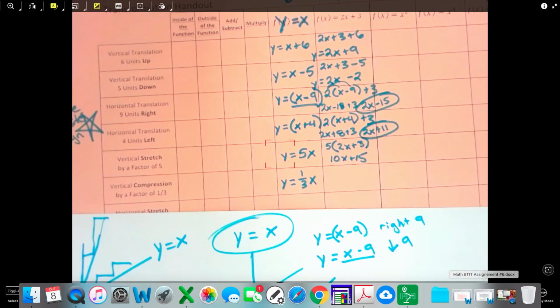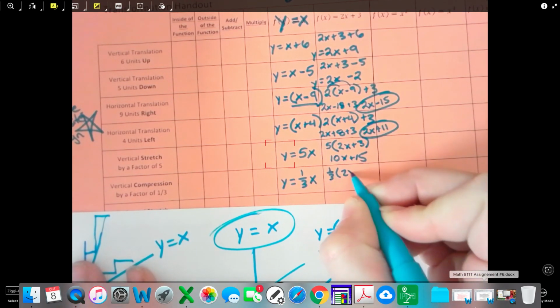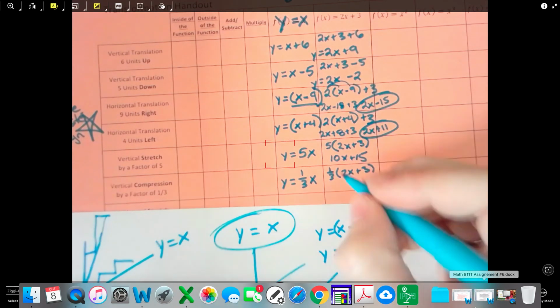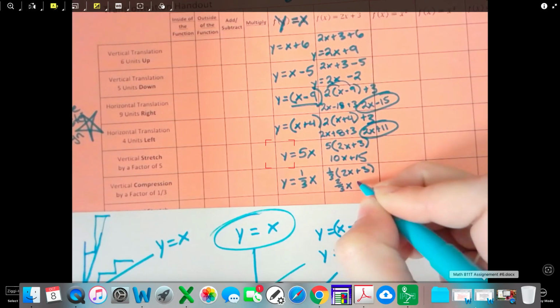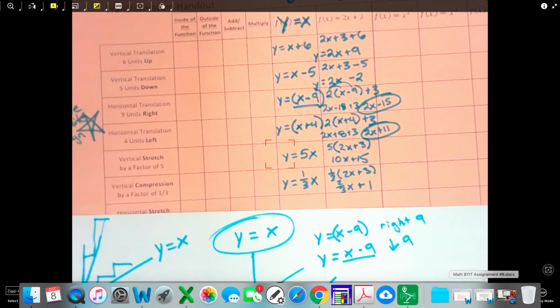Okay, that's my equation. All right, the 1/3 x: if I take 1/3 times 2x plus 3, what will that look like? 2/3 x plus, what's 1/3 of 3? 1. 2/3 x plus 1 is what it will become. That's a vertical compression. Okay? Look at that.